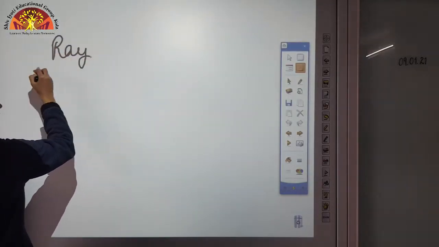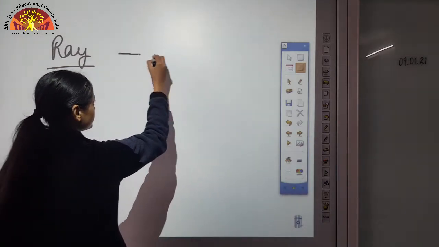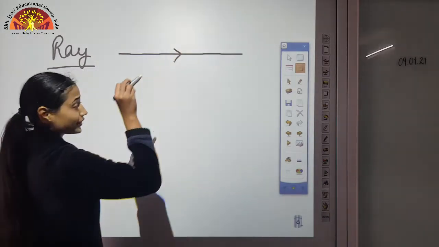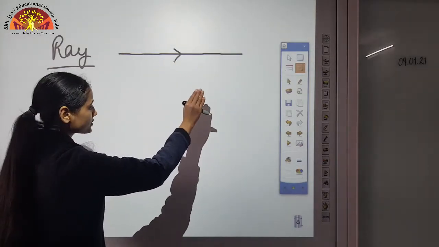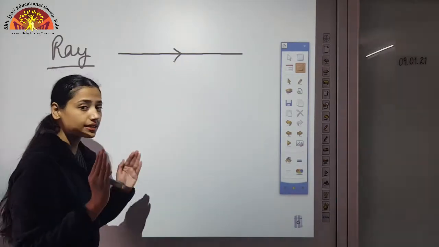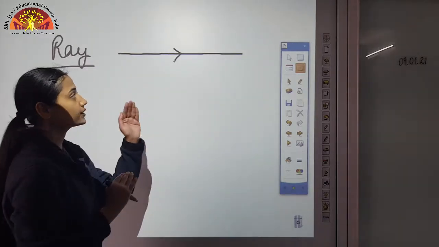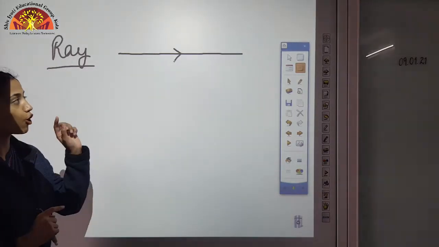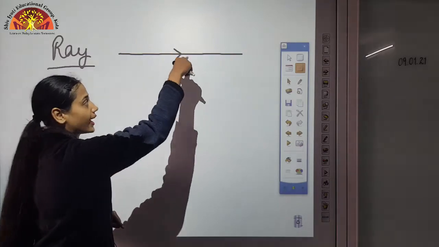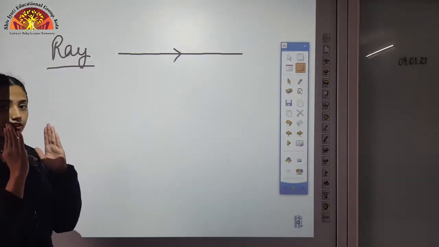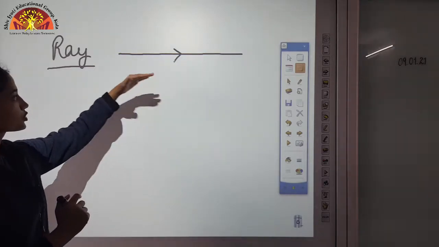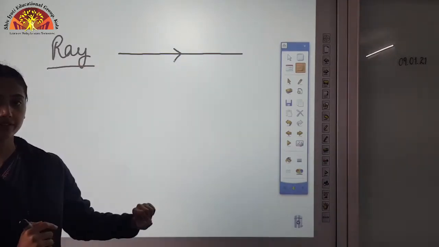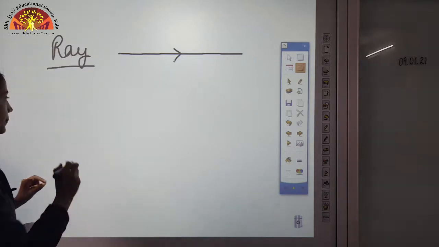Ray, the first term is ray. Can you see, in the context of this chapter, what does it represent? It represents a light ray. So what is a light ray? The path along which light travels, and we always indicate it with some direction because light always moves in a particular direction. That direction is represented by this arrow. So the path along which light travels is known as a ray.